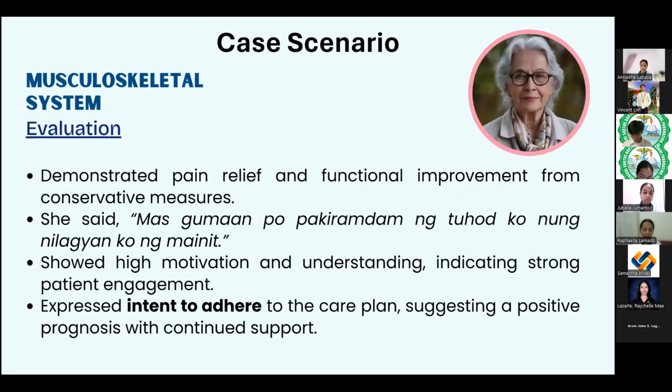For the evaluation, demonstrated pain relief and functional improvement from conservative measures. She said, "Mas gumaan po ang pakiramdam ng tuhod ko nung nilagyan ko ng mainit." She showed high motivation and understanding, indicating strong patient engagement. Expressed intent to adhere to the care plan, suggesting a positive prognosis with continued support.